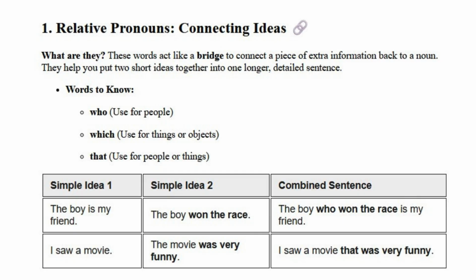Some example sentences for this would be, the cat, which is sleeping on the sofa, is very old. The girl who sits next to me is from China. I bought the shoes that were on sale.